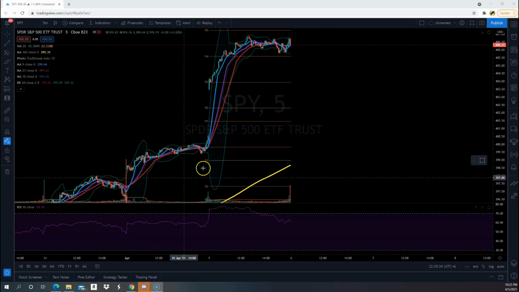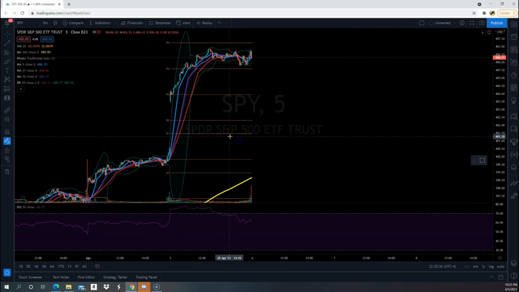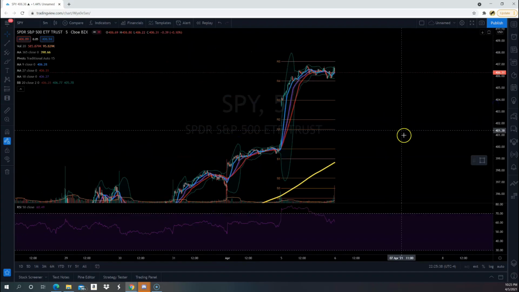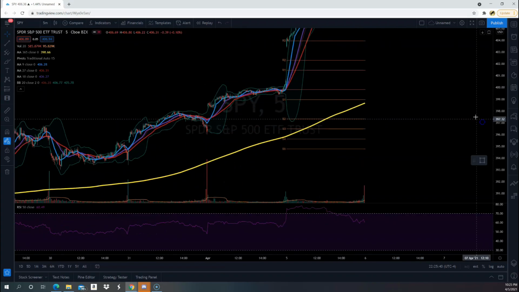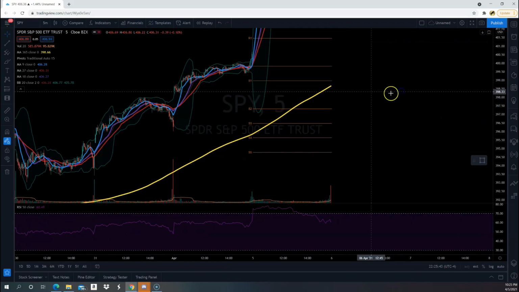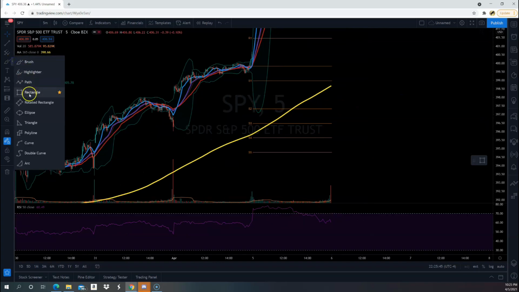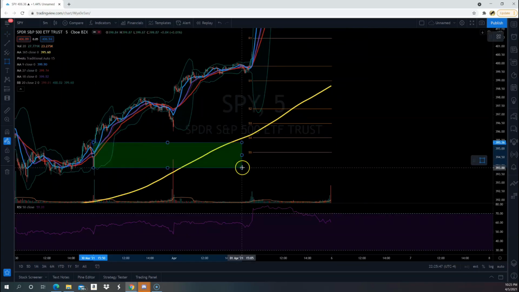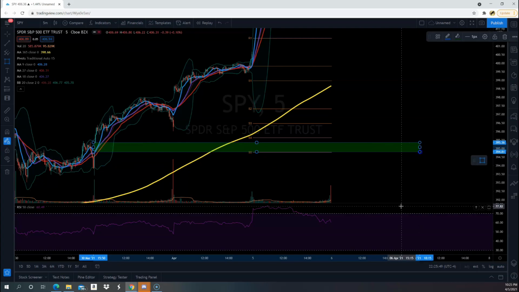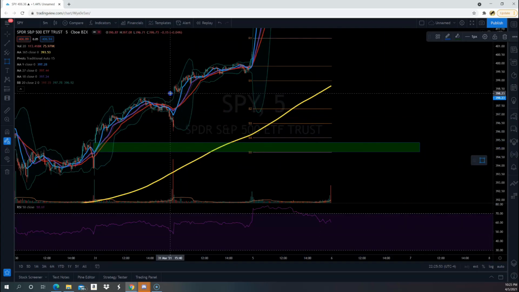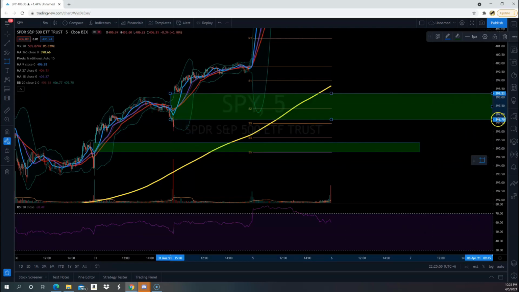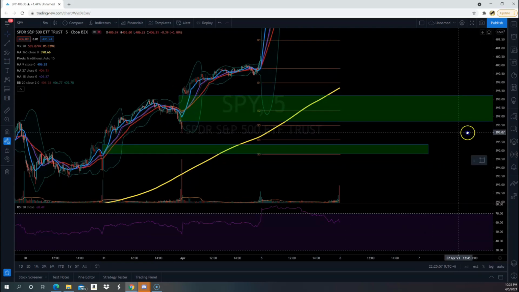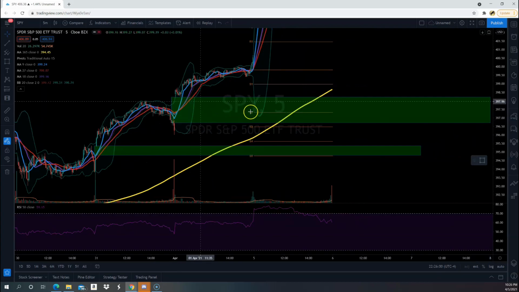So the first thing we're going to be looking at is the S&P 500, the SPY. Now, what are we going to be looking at? We're going to basically be watching the SPY to fill this gap to the downside, 394 to 395. This gap to the downside is around 397.